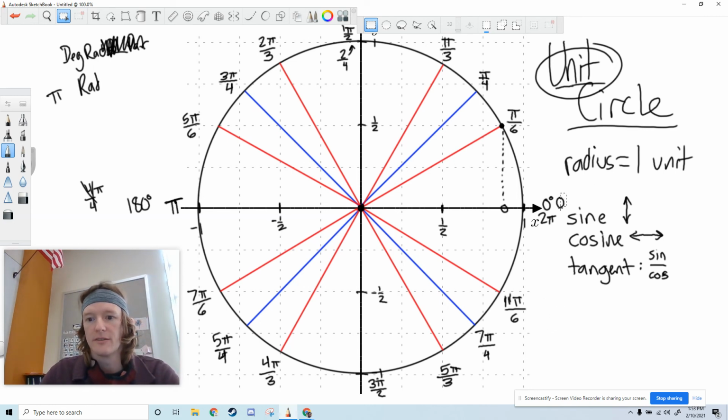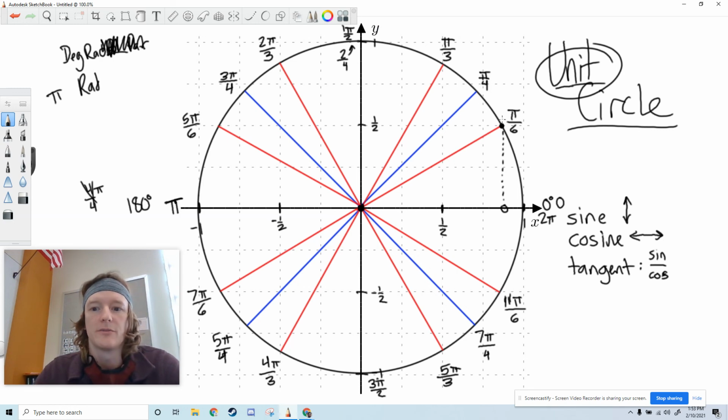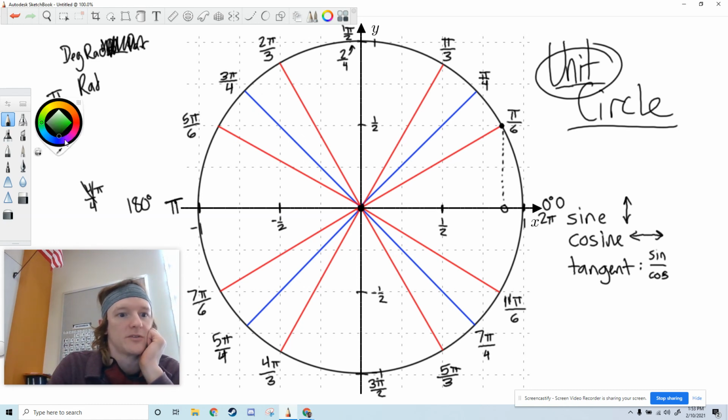And I'm also going to get rid of this because I need some work room here. So we're going to do some sine, cosine, and tangent of some of these spots. In fact, let me actually go around and give you some degree measurements too.